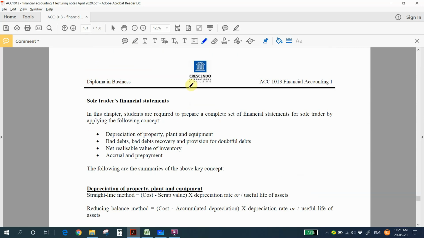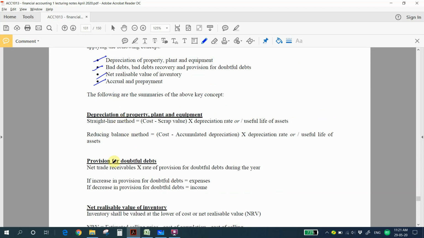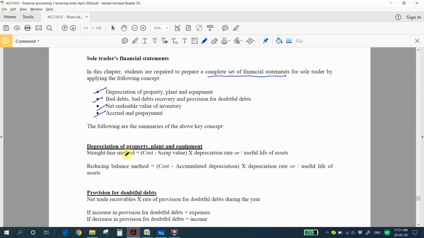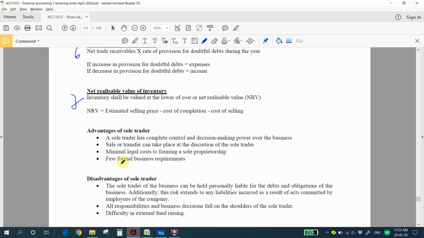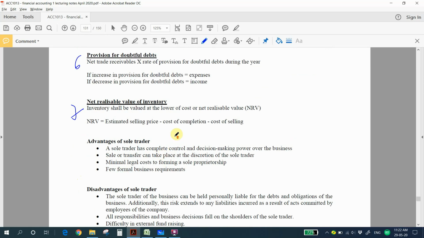Sole trader's financial statement. In this chapter, you are required to prepare a complete set of financial statements for a sole trader by applying the following concepts: depreciation, bad debts recovery, provision for doubtful debts, net realizable value of inventory, and accruals and prepayment. I have done some summaries from your previous chapters. For example, depreciation is from your chapter 5, provision for doubtful debts from chapter 6, chapter 7 for NRV of inventory, and chapter 8 will be your prepayment and accruals.